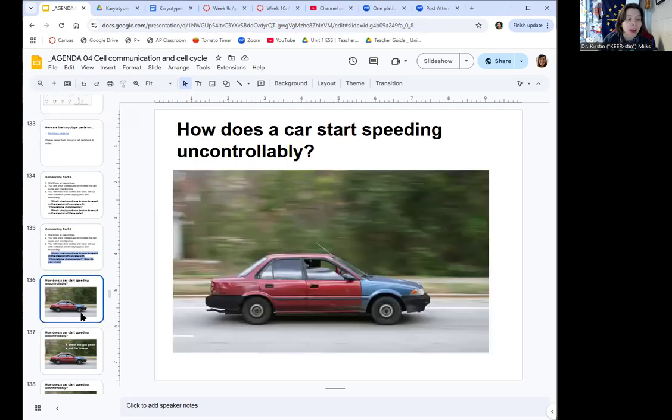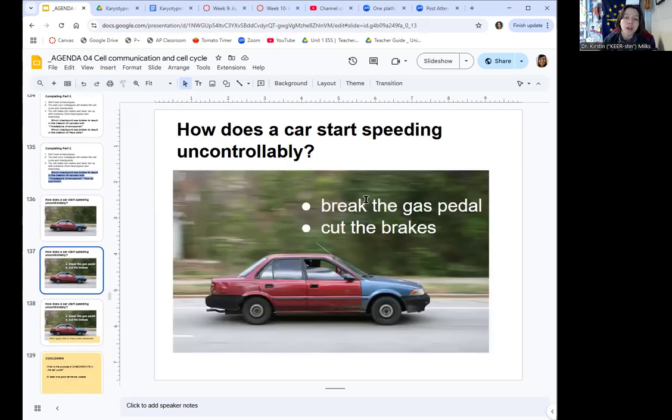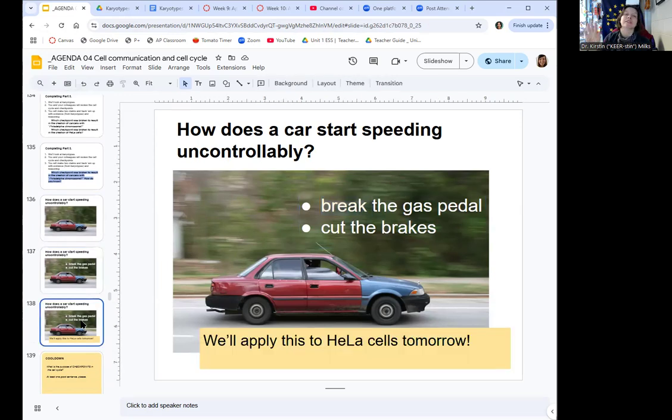So after you do that, I want to tell you about how a car starts speeding uncontrollably, right? You can break the gas pedal, not brake, but you can make it so it does not work. And so the gas pedal is on all the time. Or you can cut the brakes so the brakes don't work. And we're going to apply this to the story of HeLa cells tomorrow.